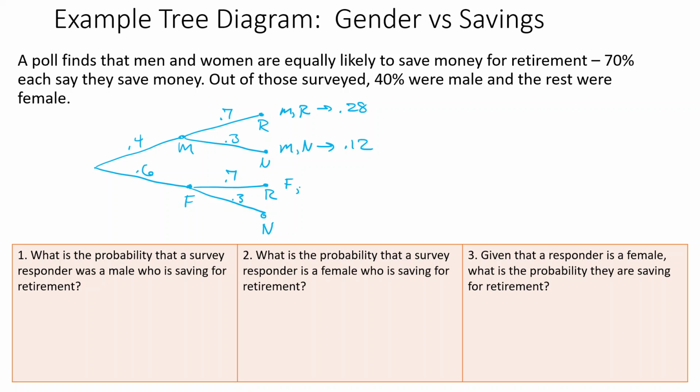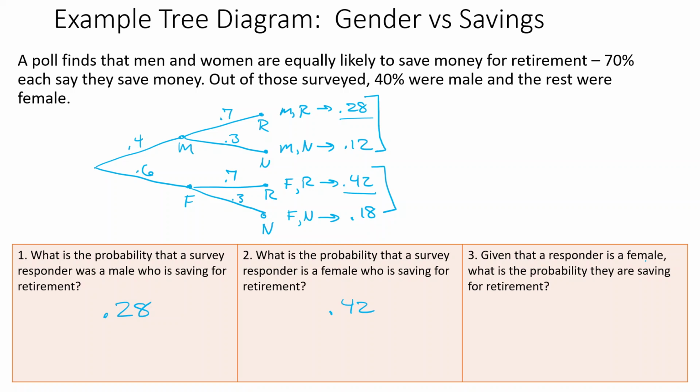Female retirement. 0.6 times 0.7 is 0.42. Female not retirement. 0.6 times 0.3 is 0.18. We can check, do these add up to 0.6? They do. Did these add up to 0.4? They do. All right, that works out. What is the probability that a survey responder was a male who was saving for retirement? Well, male retirement, that's just the top one here, 0.28. What is the probability that a survey responder is a female who is saving for retirement? Female retirement, that's this one right here, 0.42.